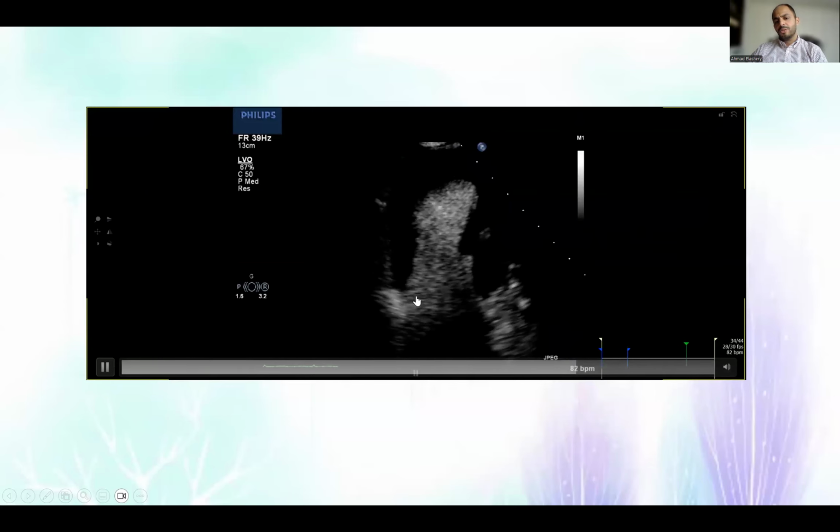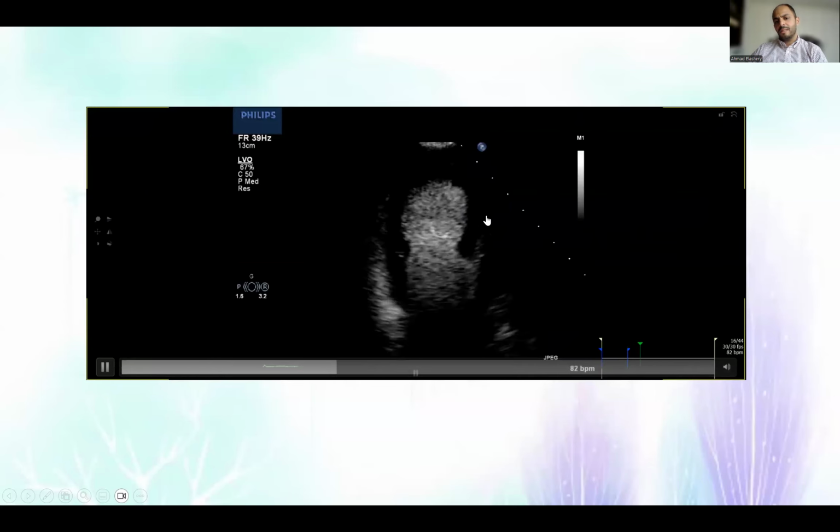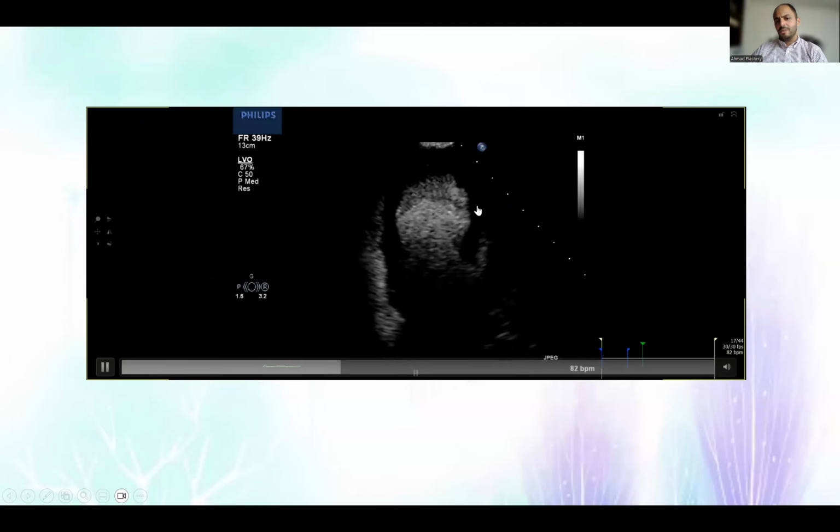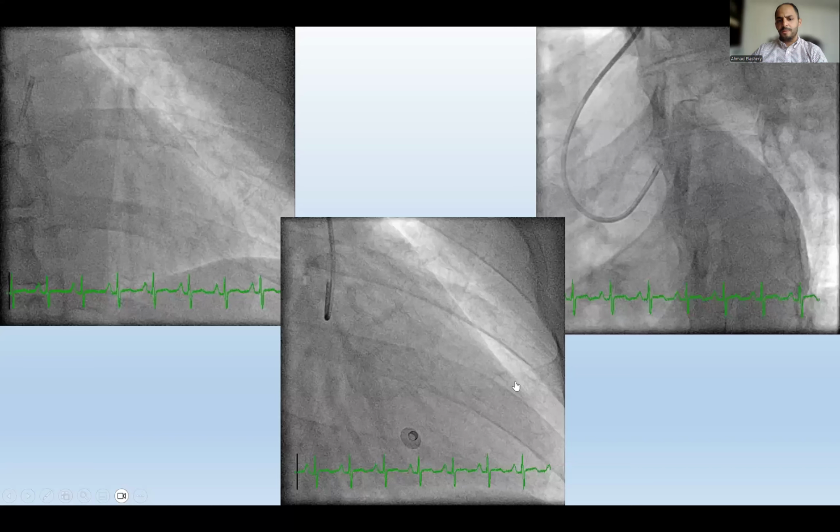So this is the contrast echo. Again, it's not the best images that we have, but as you can tell, the anterolateral wall here is akinetic as well.